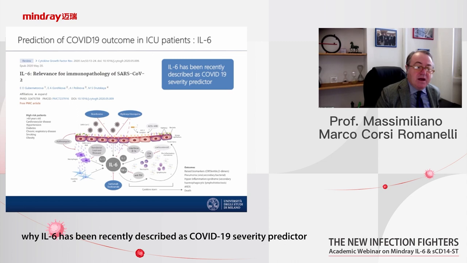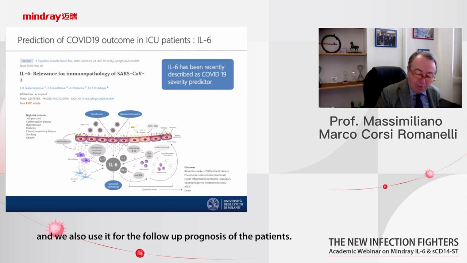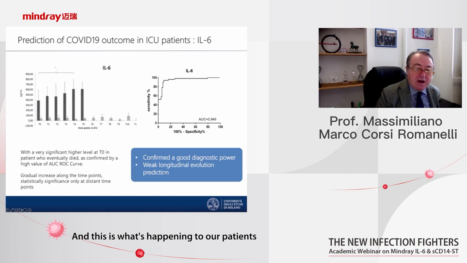And we use it also to follow the prognosis of the patient. And this is what is happening in our patients: a very significant IL-6 level at zero, and a gradual increase along the time points, with statistical significance only at distant time points, confirming the good diagnostic power but weak longitudinal prediction.